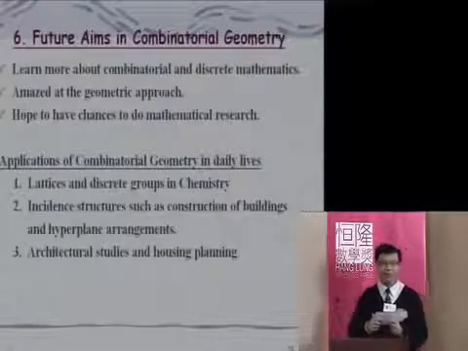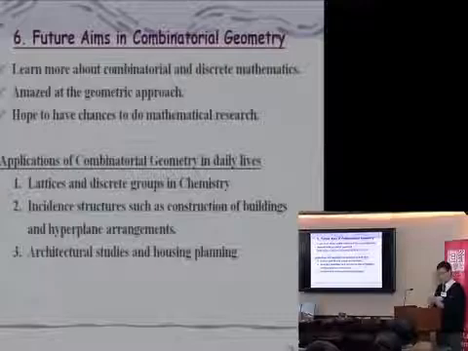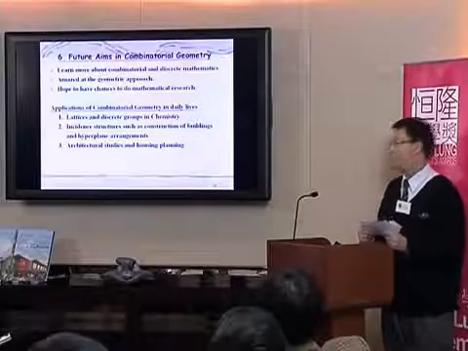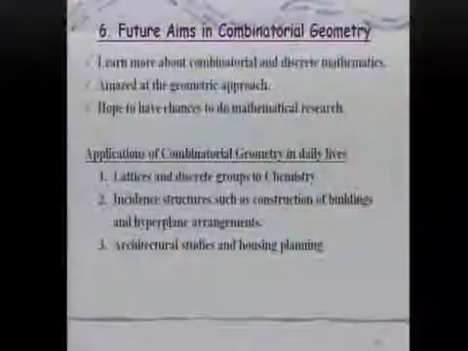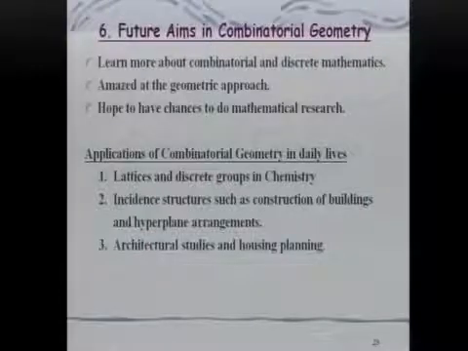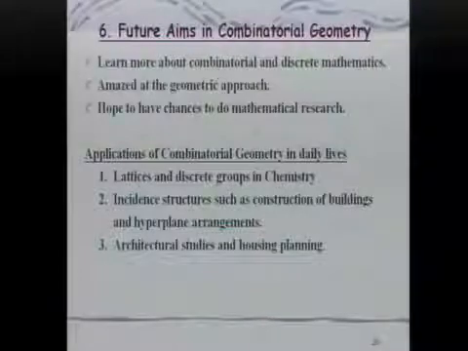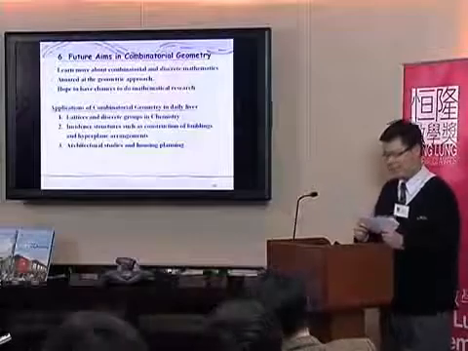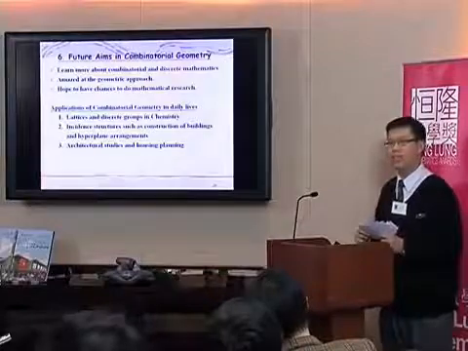In fact, combinatorial geometry can be applied to our daily lives, such as the incident structures like construction of buildings and hyperplane arrangements. Also, it is useful in lattices and discrete groups or in chemistry. And lastly, it can be applied into architectural studies too. Therefore, my topic is related to our daily lives, and I think we should appreciate the beauty of mathematics starting from learning more about combinatorial geometry.